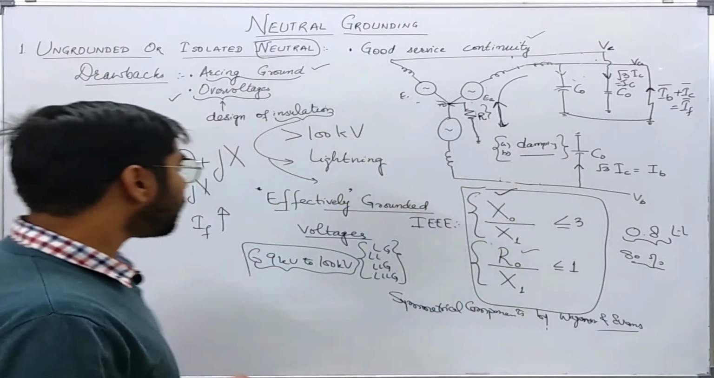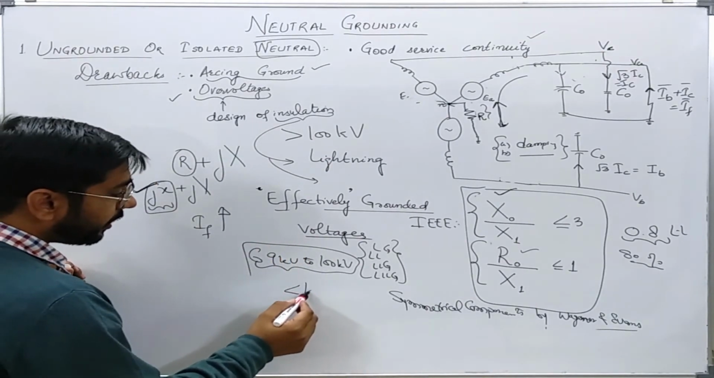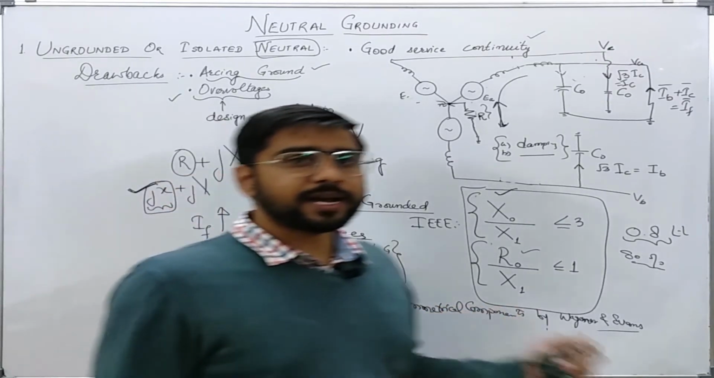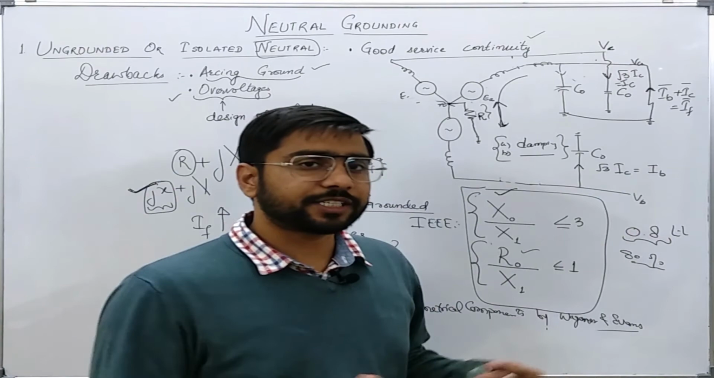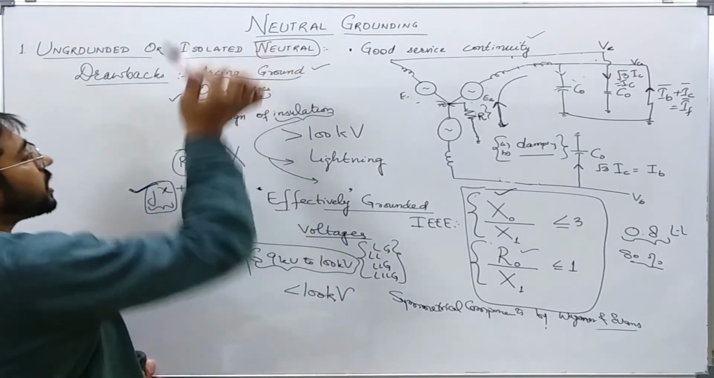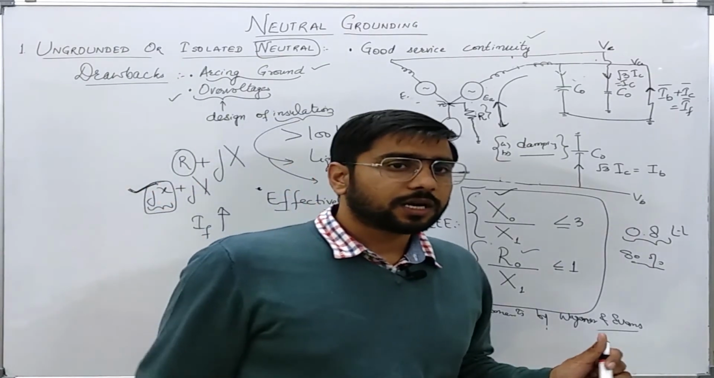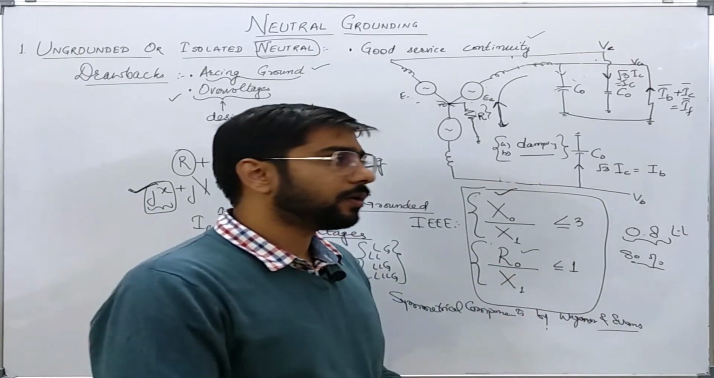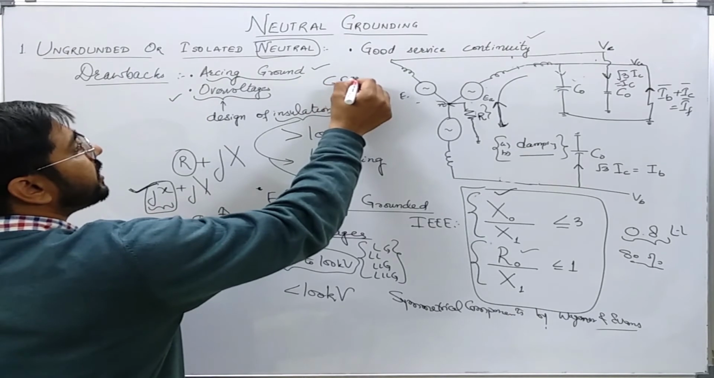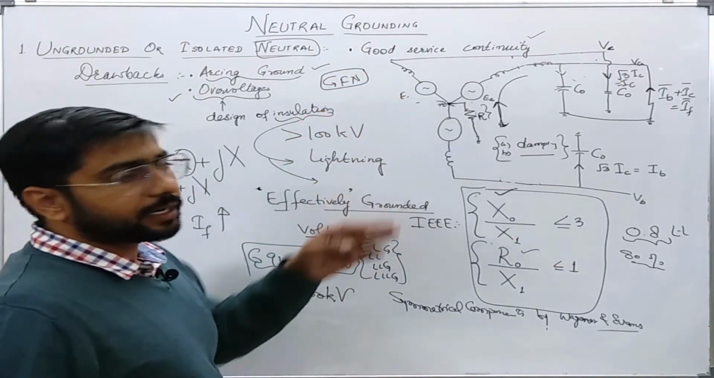Now for systems lesser than 100 kV, where fault currents can be very high due to various interconnections also, in that case we use the Peterson coil. Peterson coils are also known as ground fault neutralizers, that is ground fault current neutralizers, GFN, or Peterson coil, based on the inventor's name.